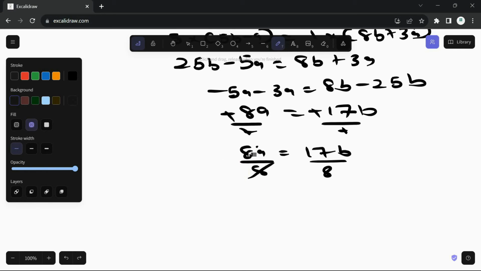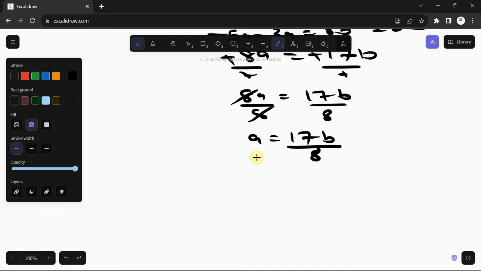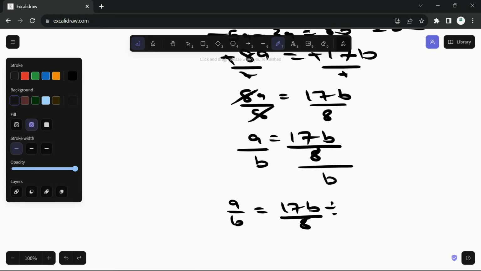So 8 will cancel 8. So my a will be equal to what? 17b all over 8, right? The next thing is that I want the b, because I want it to be a over b, so I can divide both sides by b. So if I divide both sides by b, that will be a over b is equal to 17b over 8 divided by b, right?